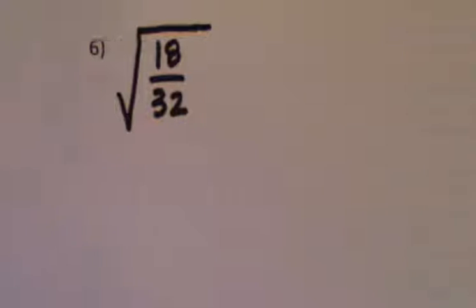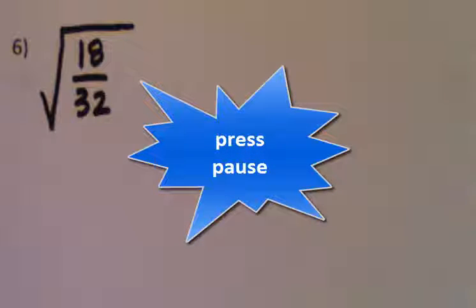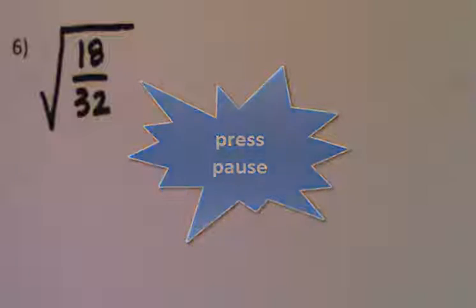Okay, so problem 6 is very similar to problem 5, where 18 and 32 are not perfect squares, so we don't want to split the radical right away. So go ahead and see how you can reduce the fraction underneath the big radical sign first, and then simplify. So please pause the video, try the problem out, and then unpause to see how you did.